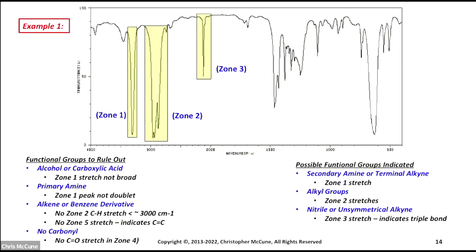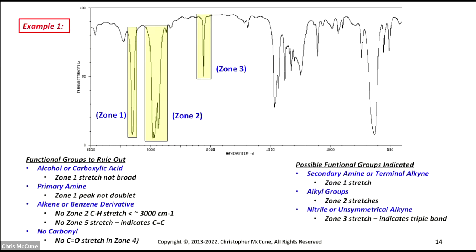So let's start looking at a few examples. I have example 1 here. I've got 3 main non-fingerprint region peaks highlighted, and I've also shown you what zone they're in, okay? So functional groups that we can rule out: an alcohol or a carboxylic acid, because we don't see a broad zone 1 stretch. Okay, that's a sharp peak. We don't have a primary amine because we don't have the doublet for the primary amine.